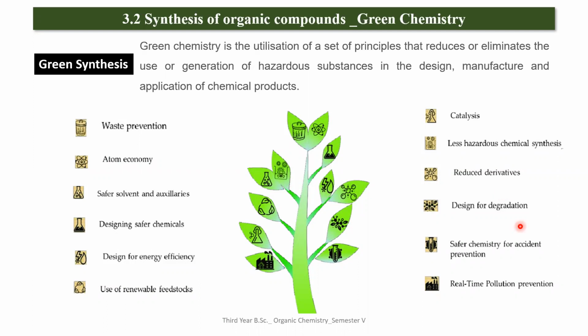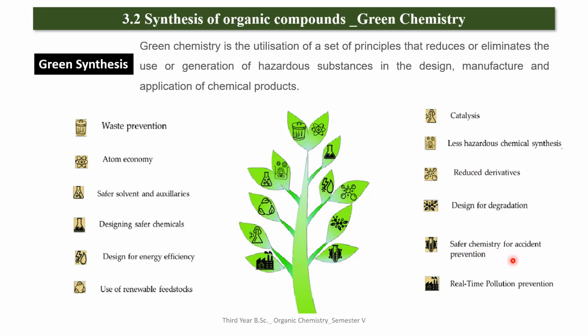Next one is design for degradation. That is also an important principle of green chemistry. It means whatever we synthesize should degrade in the environment. Just like the plastic, as you know, right? This is the best gift to human beings, but it is undegradable, right? Plastic is very useful, but it is not degradable. Due to this, we have to stop the synthesis of such compounds which are not degradable in the environment. So whatever we design should be degradable, right?